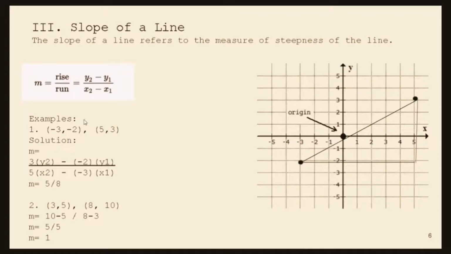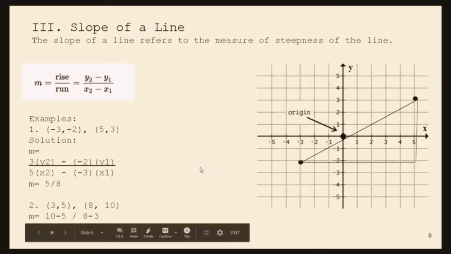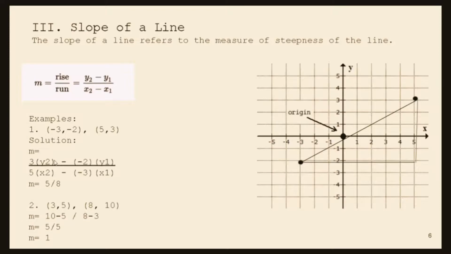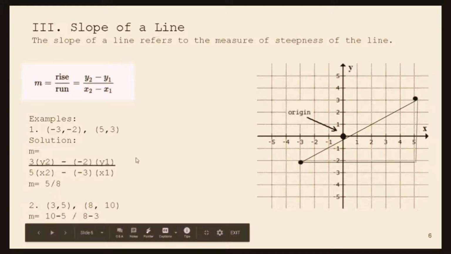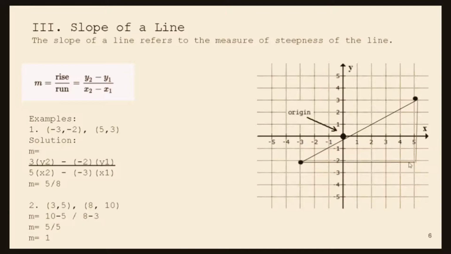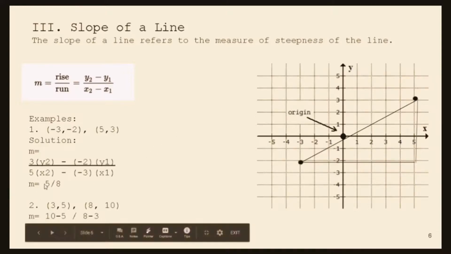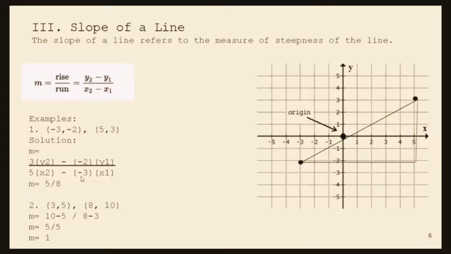Ito yung coordinates ng points na to. -3 and -2 yung coordinate nito. Tapos, 5 and 3 yung coordinate nitong point na to. Pinapakita ko lang din sa inyo kung paano i-solve using the graph. So, 8 yung run natin. Tapos, yung rise natin, yung pataas na yan, dapat mag-i-equal sa 5. We will just count 1, 2, 3, 4, 5. So, tama na, yung rise natin is 5, yung run natin is 8. So, yung rule is rise over run, magiging 5 over 8. Gets nyo ba? Ganun lang yun.